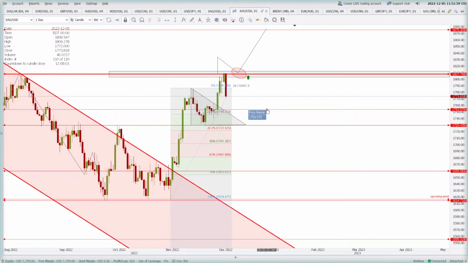So what we are looking for as the target on the low side is 1753, and on the high side we have 1807 as the immediate and a very strong resistance for the gold.